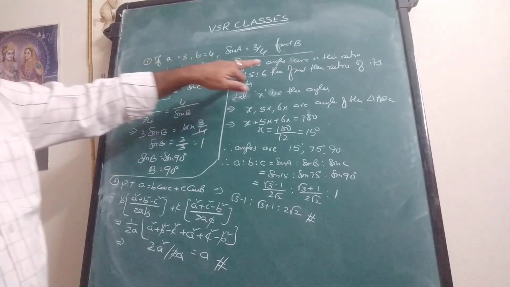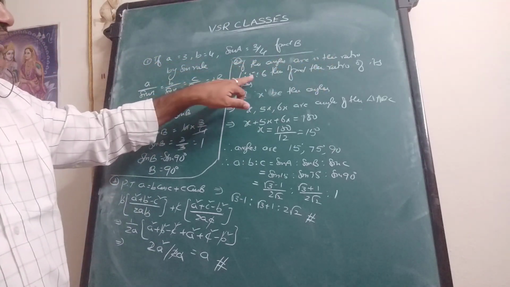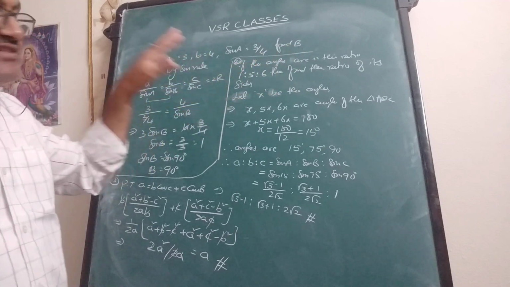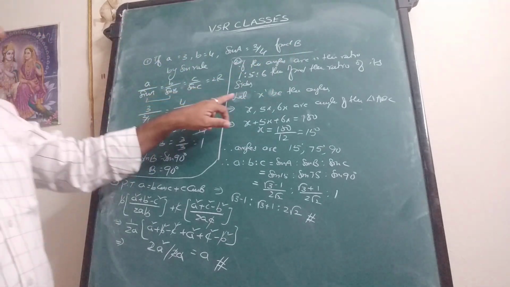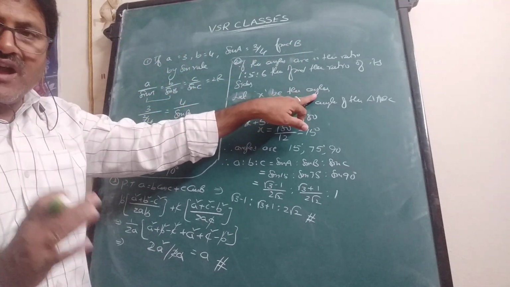Now if the angles are in the ratio 1:5:6, then find the ratio of the sides of the triangle. Let x be the angle.